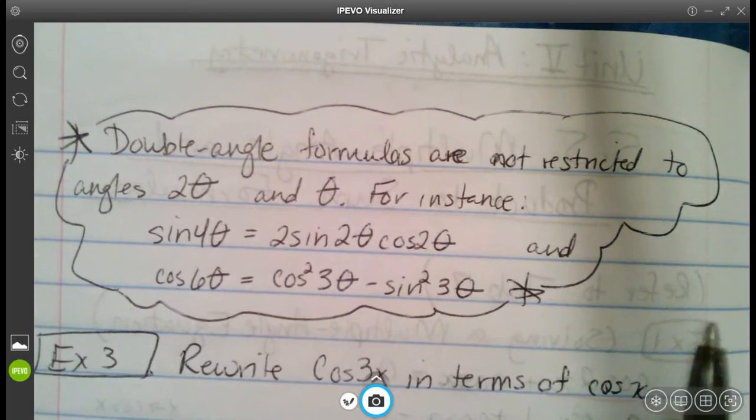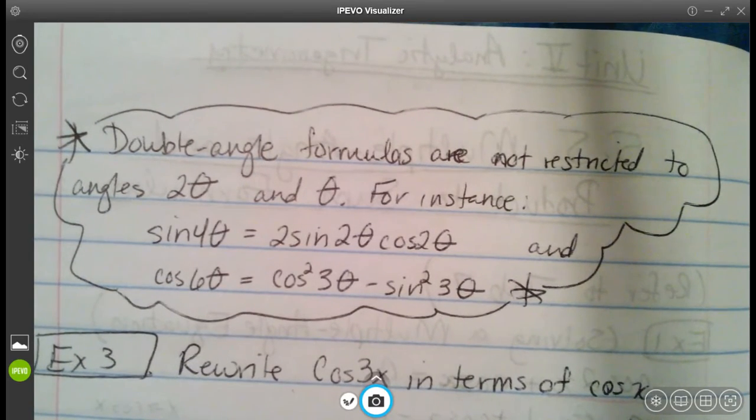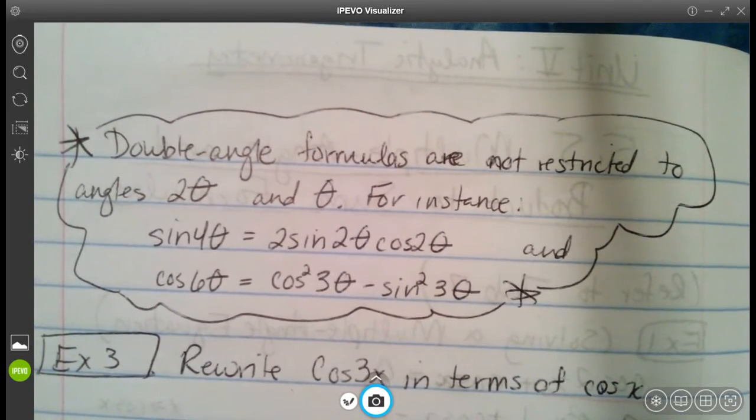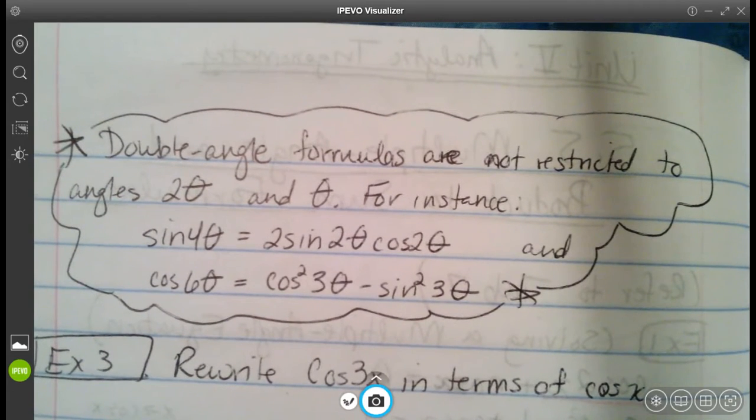So let's go ahead and try this example now. Okay, what I'm going to do with this one is rewrite it in a way where it's not so difficult.